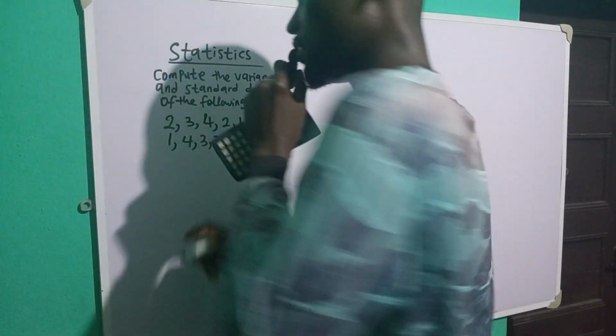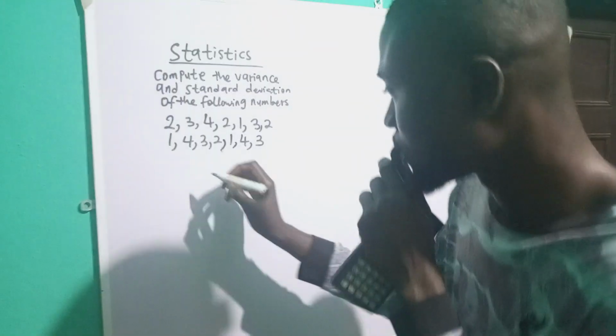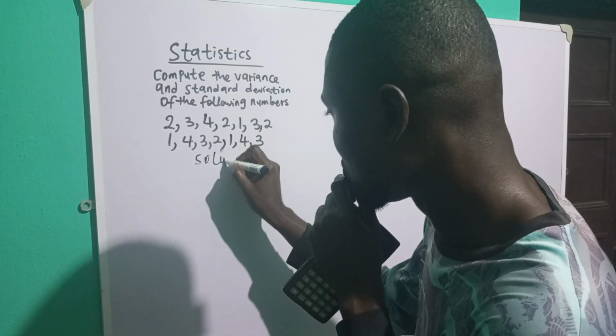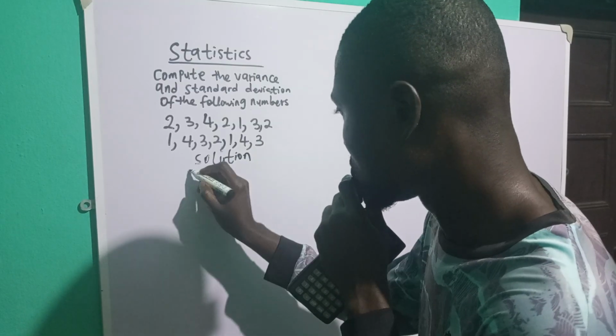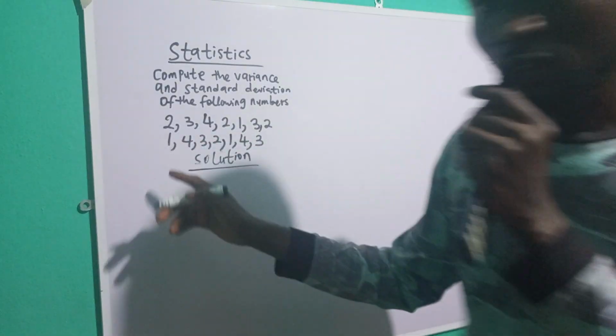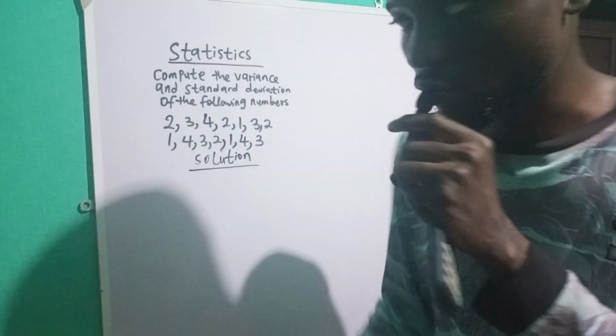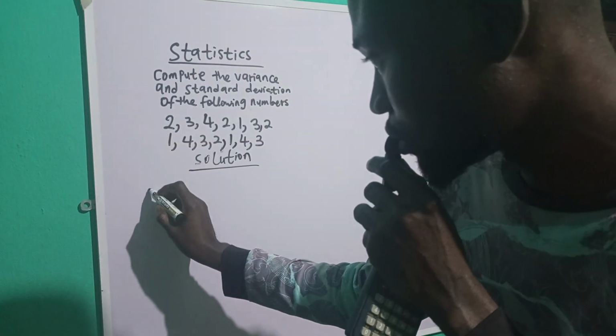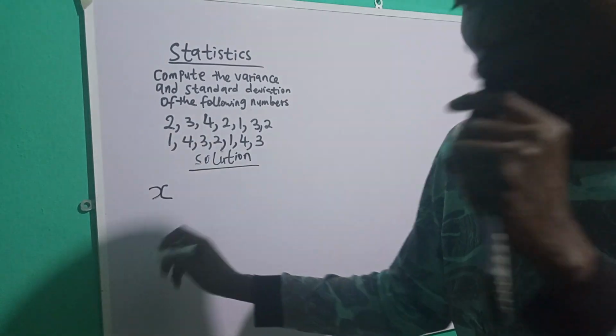Compute the variance and standard deviation of the following numbers. It is very easy. Solution. So the first thing we are going to do is to represent all these numbers on the deviation table, and raw scores are represented with what? X. X represents raw scores.